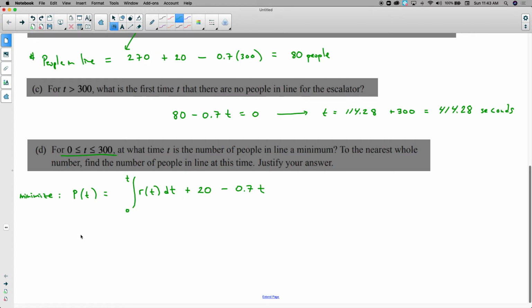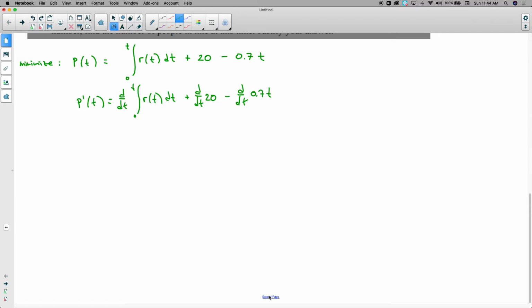Okay, but what we need to do is find p prime. So then, to find p prime, we need to differentiate each of these pieces. So we're going to differentiate this one. And we're going to differentiate this one. That'll be 0. And we're going to differentiate this one. That's an easy one. So the only one that's really problematic is this first one.